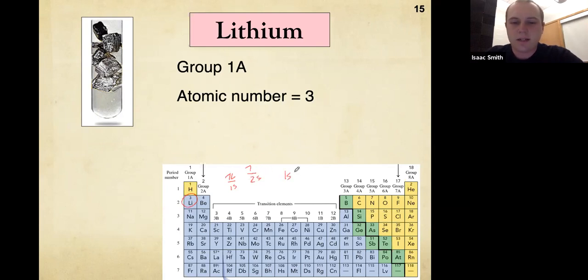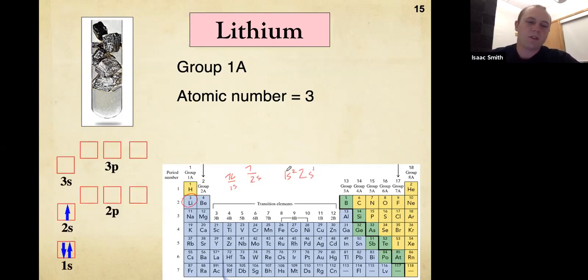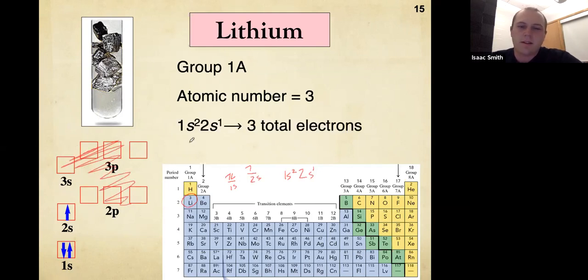If we wrote it out in kind of the more shorthand version, we get 1s2 because there's 2 electrons in the 1s orbital. And then in the 2s orbital, we only have 1 electron. So this would be the electron configuration there. Okay, so you can kind of see it here. If you wrote them all out, you'd have 1s, 2s, 2p, right? But we're only going to go up to 2s, so that's all you really need to show. You don't need to show all this other stuff, okay? And then there's the electron configuration for that.